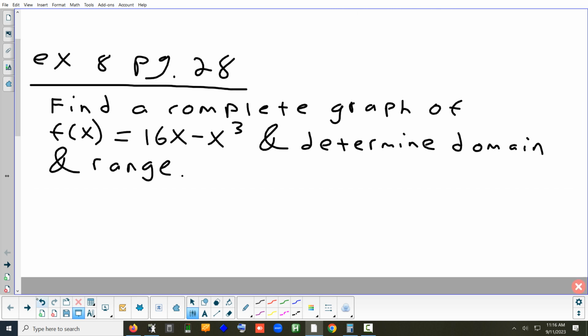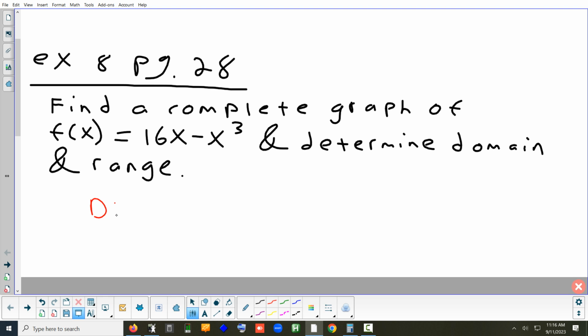Well, let's think about the domain first. Does this problem have a fraction in the formula with a variable in the bottom? What do you think? Mike? No. Does this problem have a square root in it? No. No square root. That means the domain can be what in this case? Any real number.